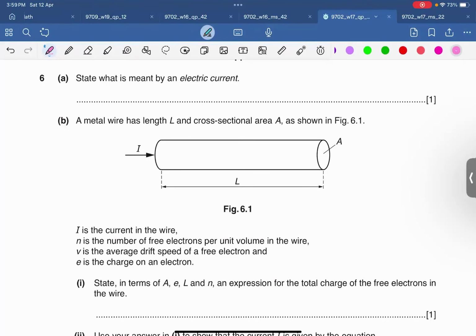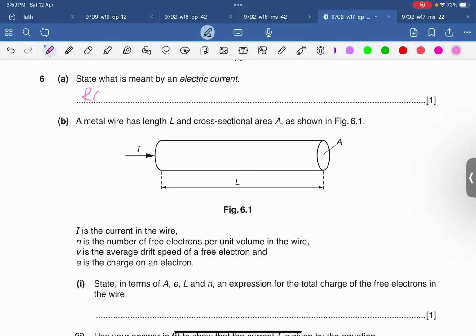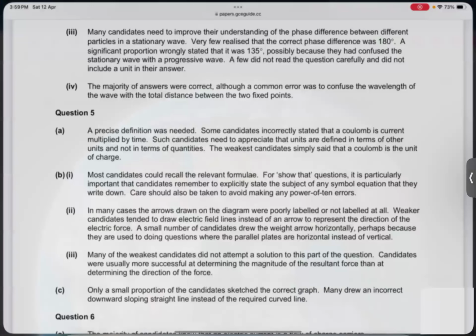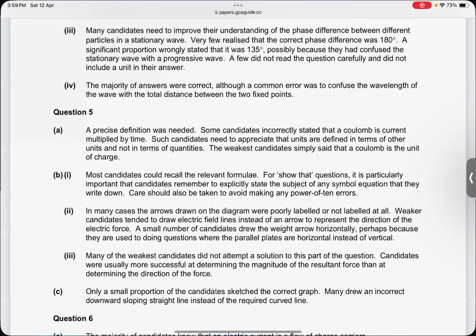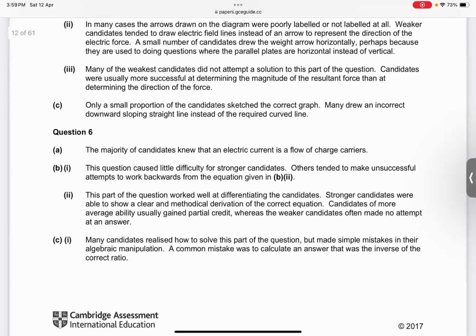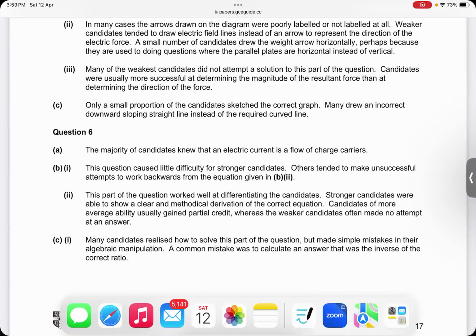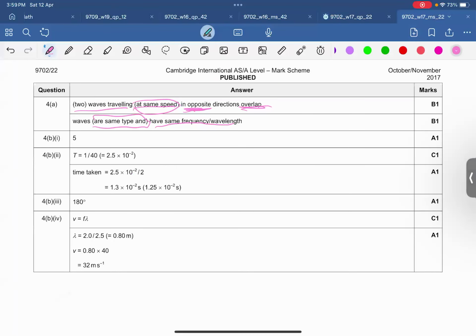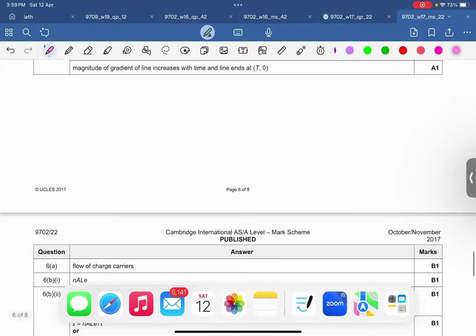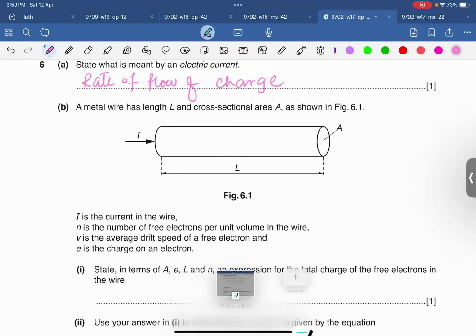Okay. And Rayan, what do you say? Rate of flow of charge. Okay. Chalo, move ahead. The majority of the candidates knew the electrical current as the flow of charge carriers. So they are not considering the rate, but it should be the flow of charge carriers. They're also saying the flow of charge carriers. Fine. Move ahead.